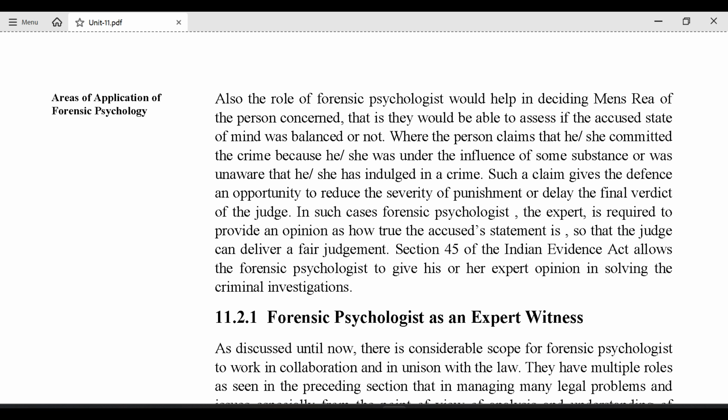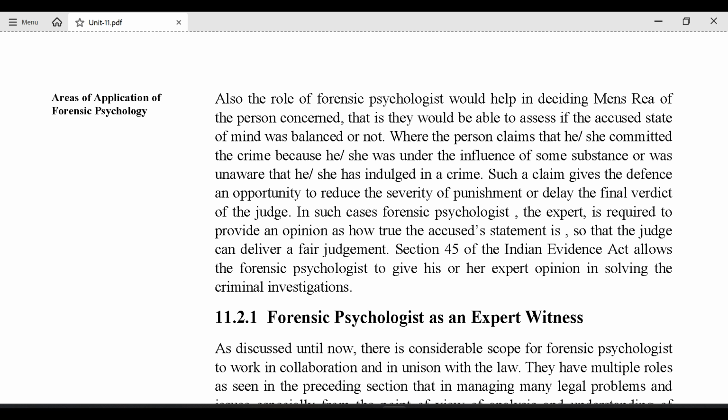Where the person claims that he/she committed the crime because he/she was under the influence of some substance or was unaware that he/she has indulged in a crime. Such a claim gives the defense an opportunity to reduce the severity of punishment or delay the final verdict of the judge. In such cases, the forensic psychologist, the expert, is required to provide an opinion as to how true the accused's statement is, so that the judge can deliver a fair judgment. Section 45 of the Indian Evidence Act allows the forensic psychologist to give his or her expert opinion in solving the criminal investigations.